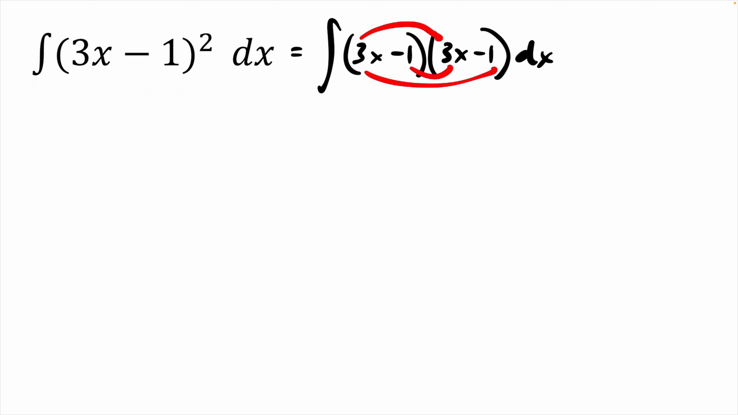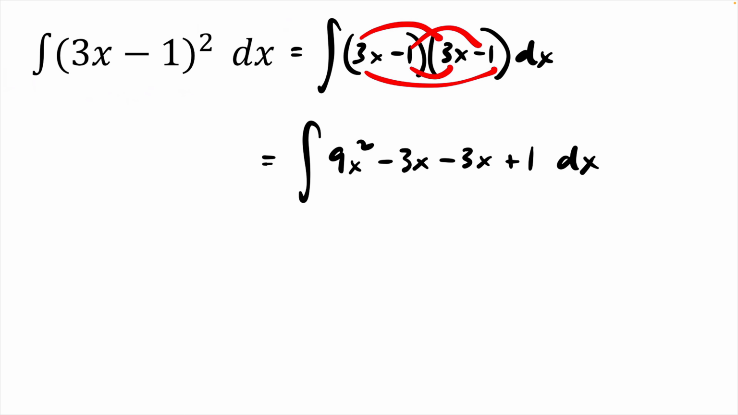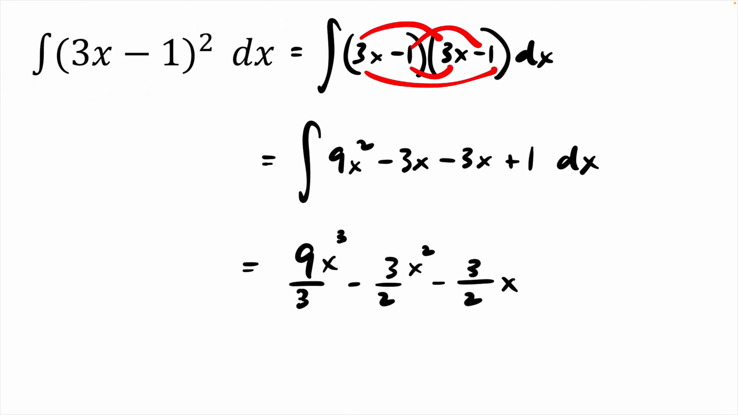First, outer, inner, last. So really it's 9x squared minus 3x plus 1. You can combine the negative 3's to make negative 6, or you can do that later. So it would be 9x to the 3rd divided by 3 minus 3x squared divided by 2. Why is it x to the 3rd for 9? Because it was x squared, yeah.